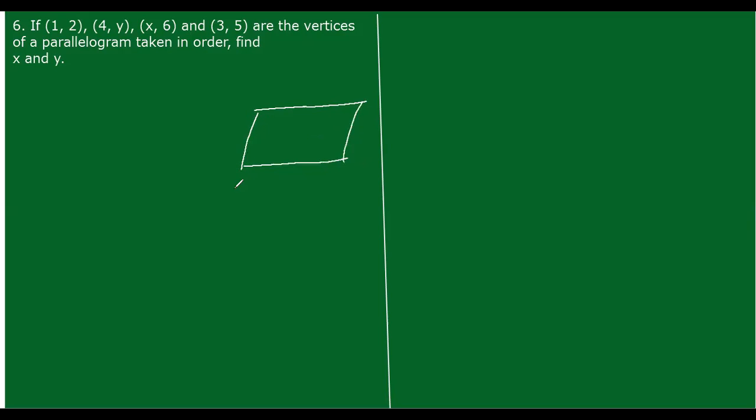So let's take A, B, C, D and draw two diagonals AC and BD. The first point is (1, 2), so let's take it as point A. Next (4, y), then (x, 6), and (3, 5). So here we have four sides and two diagonals. The diagonals are AC and BD.